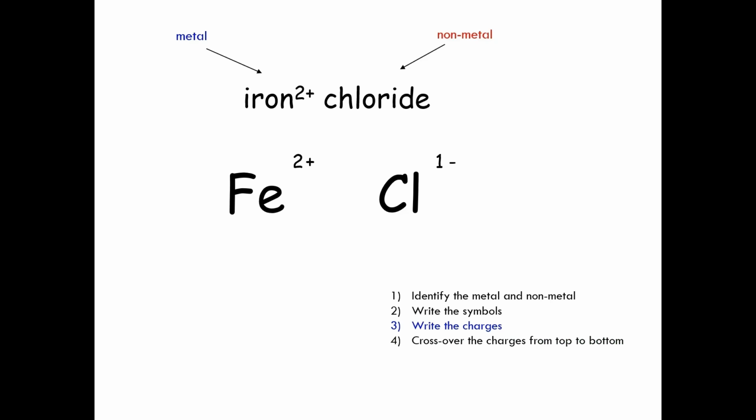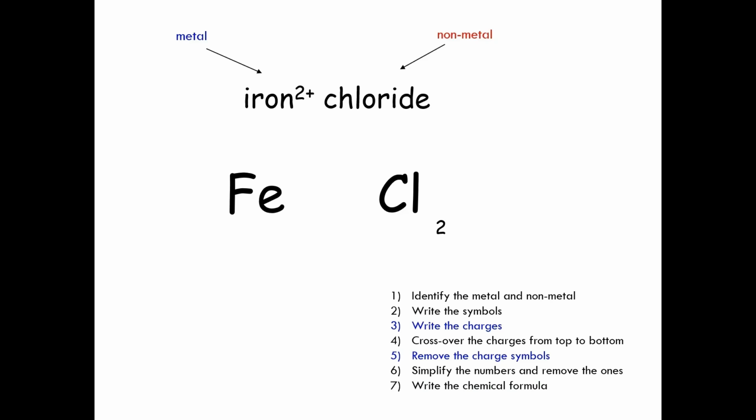Now we cross over the charges. Remove the charge symbols. Simplify the values and remove the ones. And write the chemical formula. And so the chemical formula for iron 2 chloride is FeCl2.